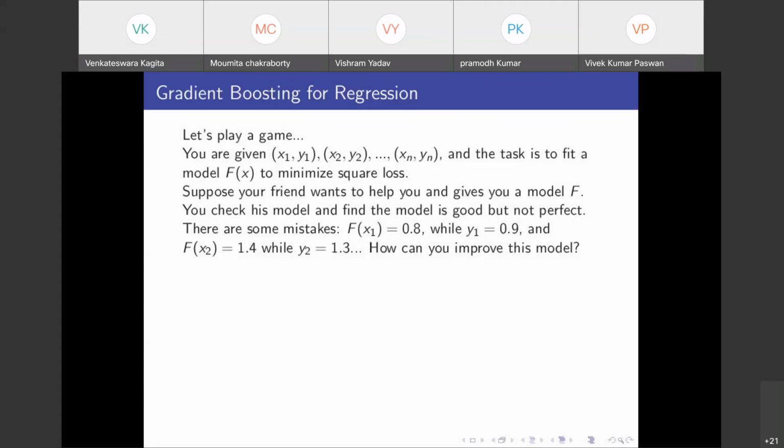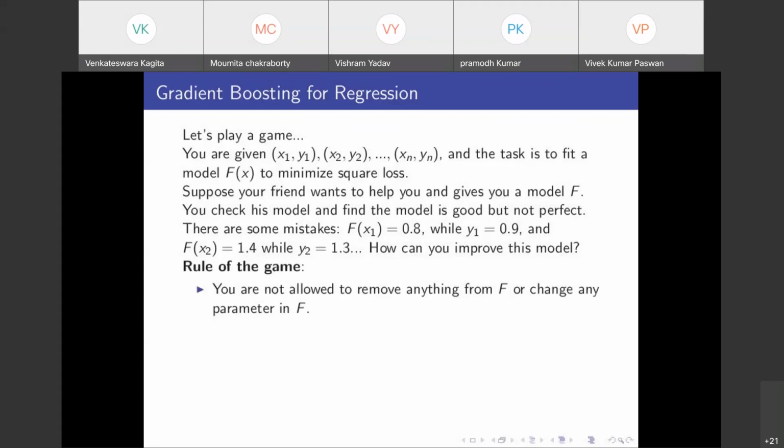So now, how can you improve this model? That is the question. There are some rules of this game. The rules of the game are that you are not allowed to remove anything from f or change any parameter in f. So you're not allowed to change any theta values in the function f or remove anything from f. So anyone, how do you improve it? Just guess.